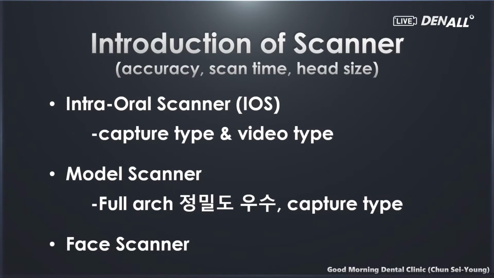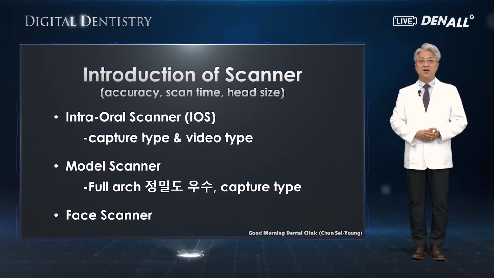There are many different types. First, intraoral scanner and model scanner to scan the model, and the face scanner, which scans the three-dimensional face. As you can see, the most important things when it comes to scanner is the accuracy, scan time, and the head size. These need to be considered when you choose a scanner.